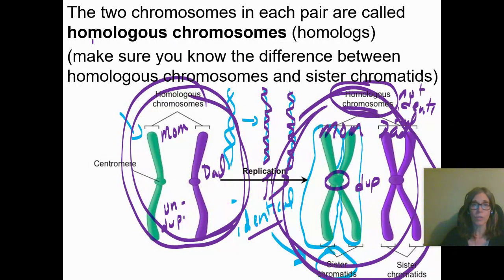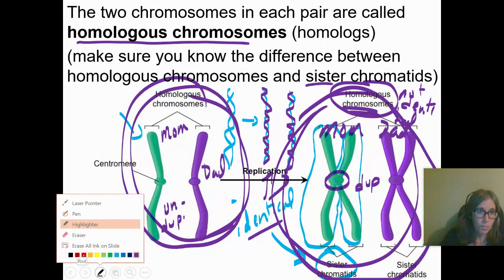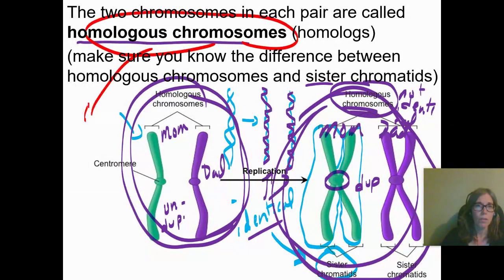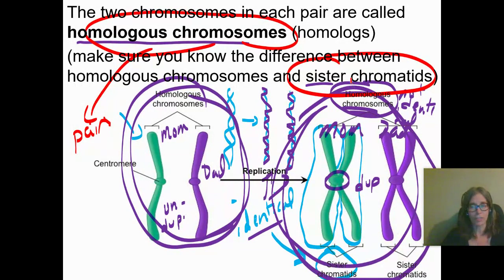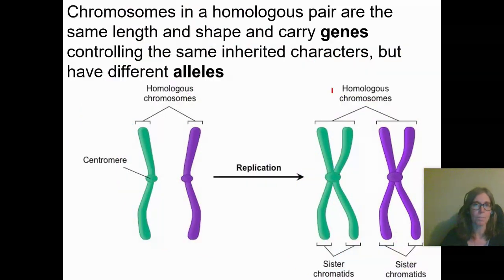So it's really important that you know the difference between homologous chromosomes and sister chromatids. Homologous chromosomes are pairs, and they're not identical. Sister chromatids are identical, unless some funky stuff has happened to them already. All right, so chromosomes in a homologous pair are the same length and the same shape. They carry the same genes, but they're going to carry different alleles.